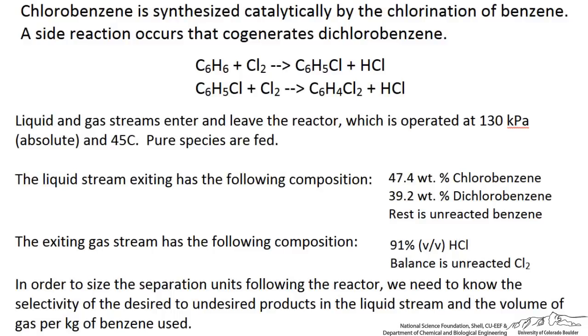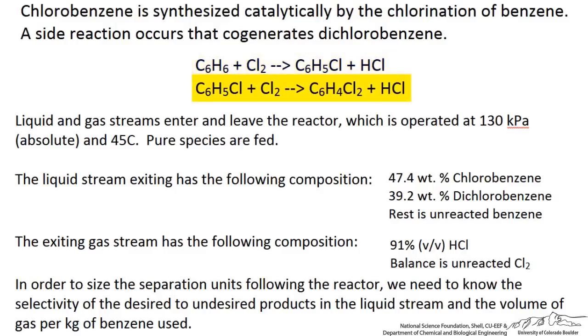In this screencast, we will look at solving material balances for a two-phase reactor that has a desired reaction and an undesired side reaction. We're going to examine the process of making chlorobenzene, which is commonly used as an intermediate compound in the manufacturing of herbicides and rubber, as well as being a common high-boiling solvent that's used in industry and labs. It is synthesized catalytically by the chlorination of benzene, as you can see here in this first reaction.